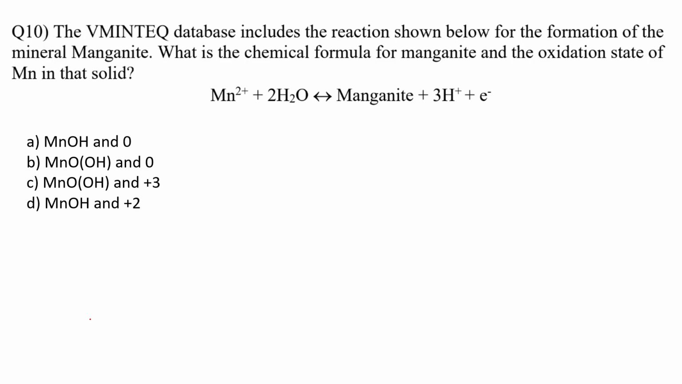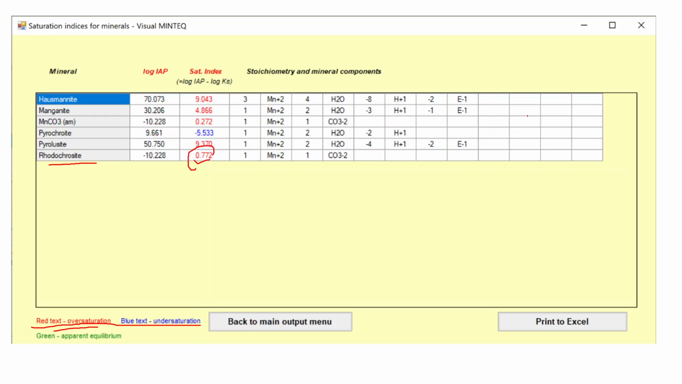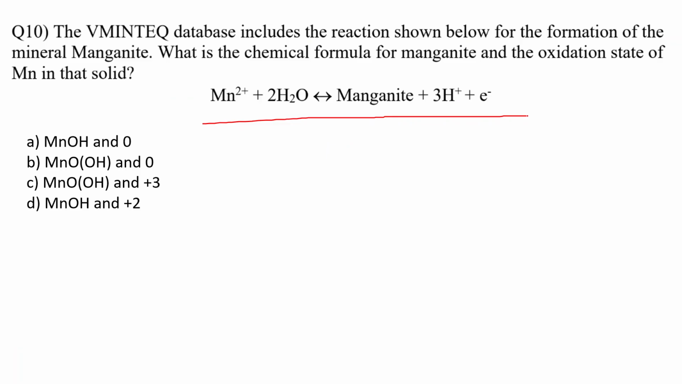Coming to the next question, the Visual MINTEQ database includes the reaction shown below for the formation of mineral manganite. What is the chemical formula for manganite and oxidation state for Mn in the solid? Mn2 plus 2H2O gives manganite plus 3 H plus and an electron. So we have seen here how these are forming. We need to find out the formula for manganite and the oxidation state. So the answer is MnO(OH) and the oxidation state is 3 plus, and we'll see how.